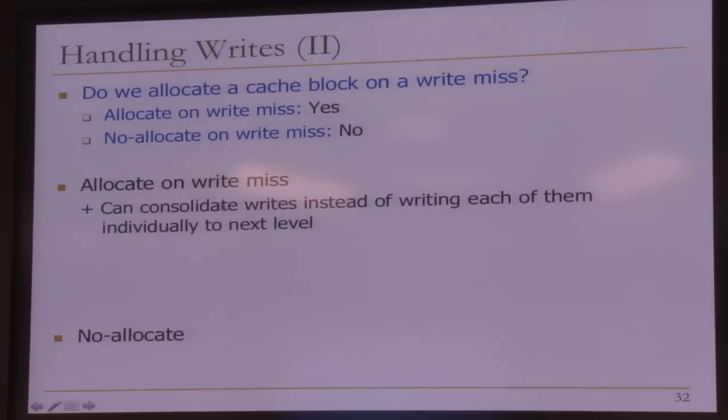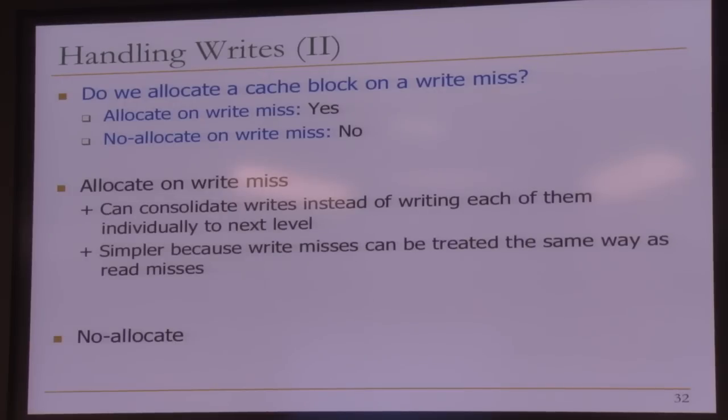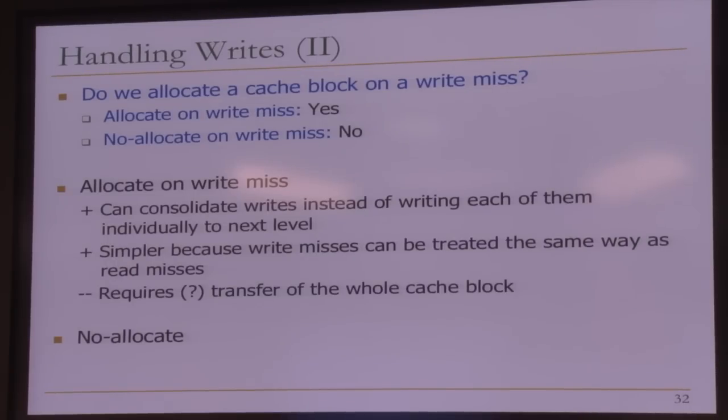The upside is, again, you can consolidate writes instead of writing each of them individually to the next level, if you bring the entire block into the cache. It's simpler because write misses can be treated exactly the same as read misses. Whenever you get a write miss, it's the same path that read misses take. You bring the entire block into the cache. The downside is it requires a transfer of the whole cache block. I have a question mark here because we're going to try to fix that problem in a little bit.